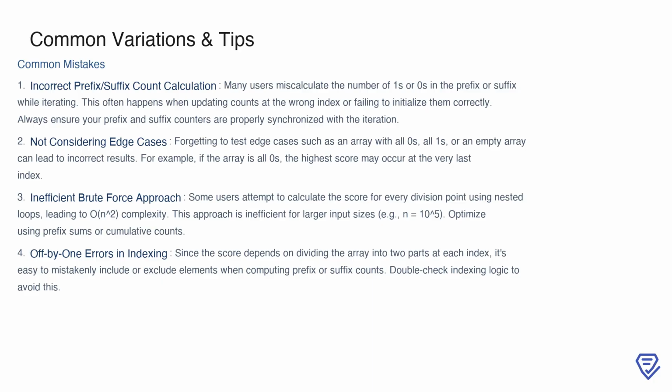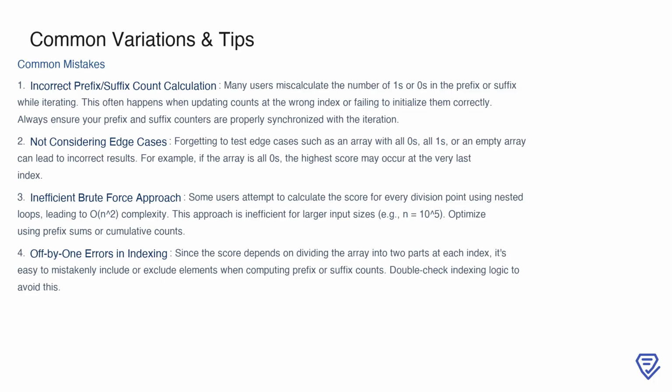Another pitfall is forgetting to test edge cases. For instance, if the array contains all zeros or all ones, the highest score might occur at the very first or very last index. Testing special cases like an empty array is critical to ensuring correctness. Some users also attempt a brute force approach by calculating the score at every division point using nested loops. While this might seem intuitive initially, it leads to an inefficient O(n^2) complexity, which is impractical for large arrays. Instead, you should aim for optimization using prefix sums.